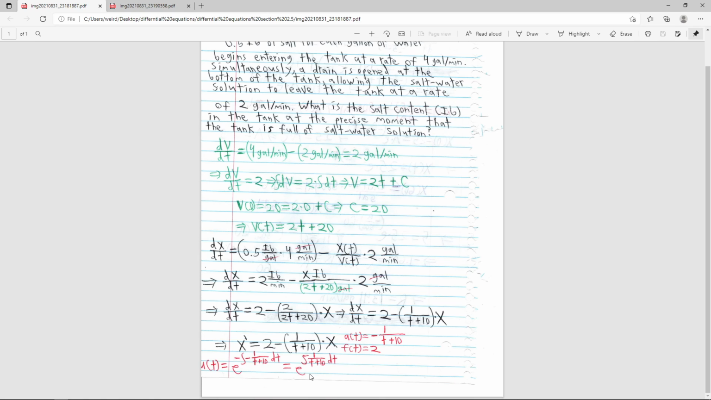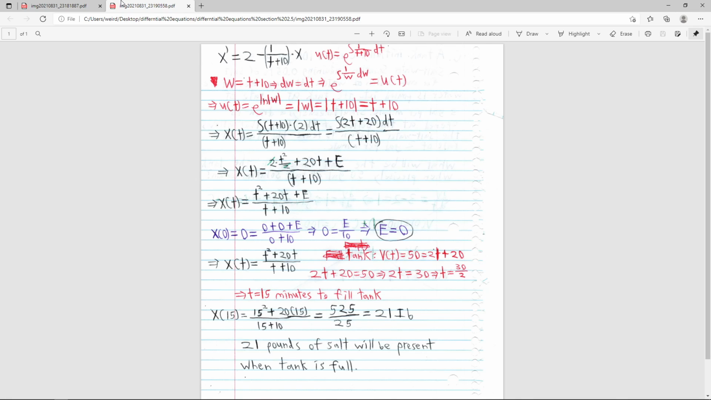The integrating factor will be u of t equal to e to the integral of 1 divided by t plus 10 dt, and we're going to have to solve this. So it's u of t again, the integral of 1 divided by t plus 10 dt. So w equals t plus 10, dw equals dt, so we solve it. We have ln of the absolute value of w, so it's the absolute value of t plus 10.